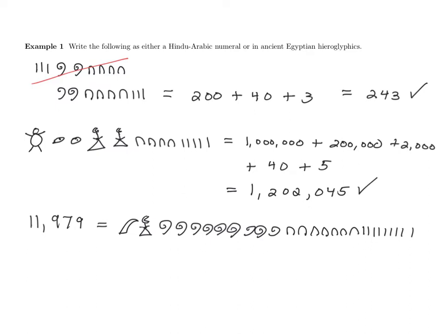So the simplicity of the system is nice. The unfortunate thing is if you have 9s or 7s, well, now you're writing a bunch of symbols in a row.